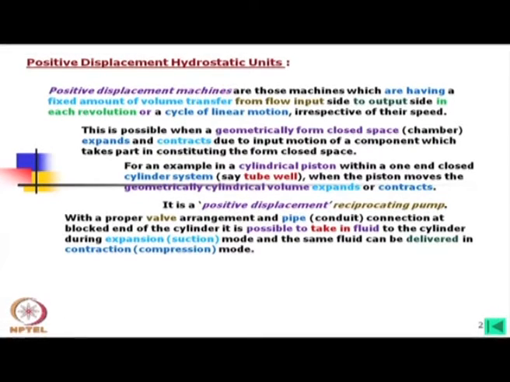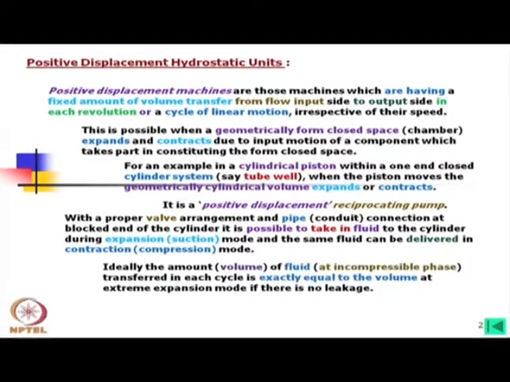With a proper valve arrangement and pipe conduit connection at the blocked end of the cylinder, it is possible to take in fluid to the cylinder during expansion, which is suction mode, and the same fluid can be delivered in contraction or compression mode. Ideally, the volume of fluid, at incompressible phase, transferred in each cycle is exactly equal to the volume at extreme expansion mode if there is no leakage. This volume is called swept volume.